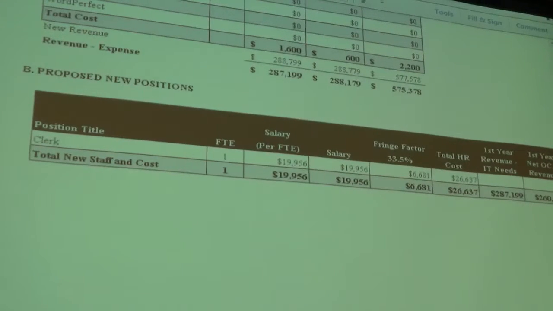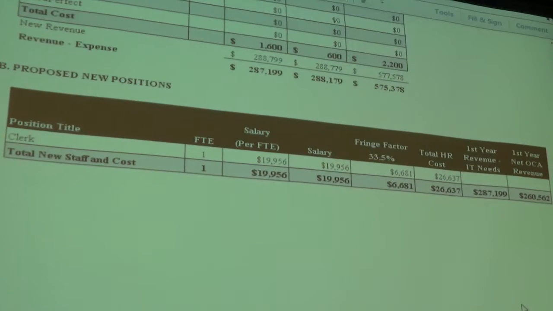Here we also looked at, given that there was a deficiency in human resources, we proposed a new position. This is going to be a part-time FTE. We have the fringe factor, the total fringe factor that included any type of benefits that he or she would get. And then we calculated the total cost. And then we also calculated the return on investment.